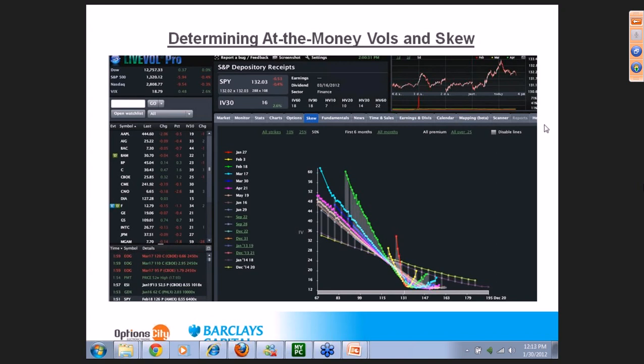All right, excellent point, Derek. That's exactly what we're trying to show: the various strategies for when you want to sell skew, buy skew, and the different options that you have.